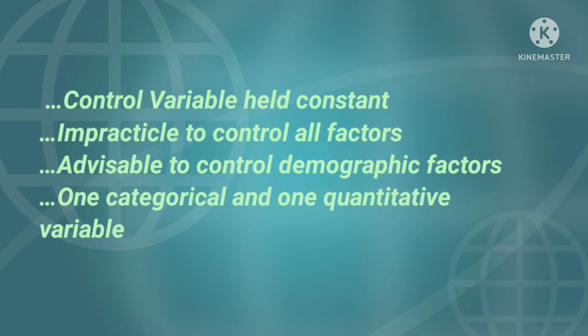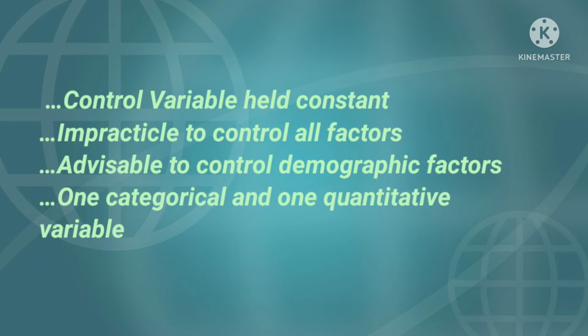A control variable is a factor that is held constant or limited in a research study. It's a variable that is not of interest to the study's aims but is controlled because it could influence the outcome. In social sciences, studies are more often conducted in field settings, where it becomes impractical to control all the factors. Therefore, it is advisable to control demographic factors which are likely to exert an influence on outcome variables.